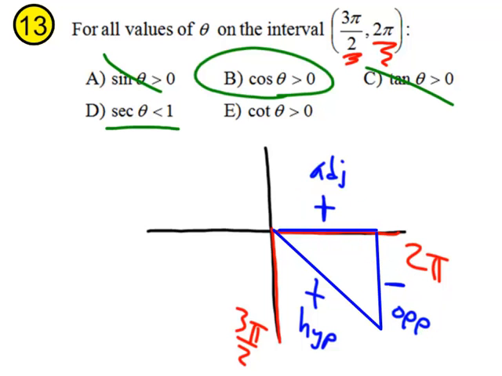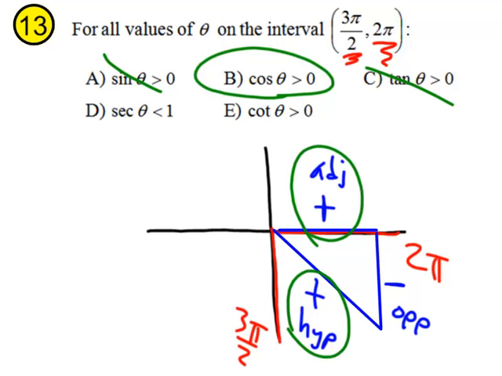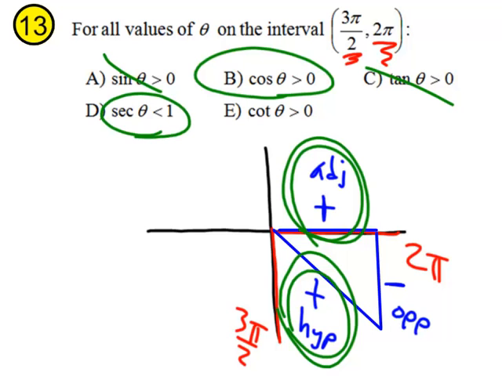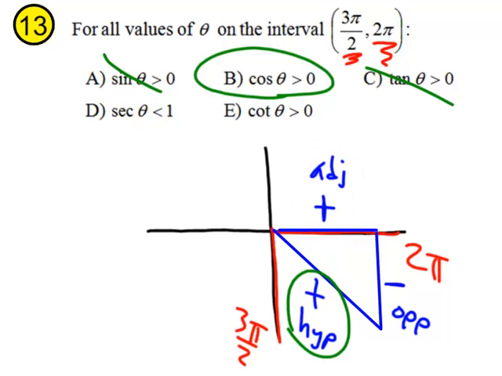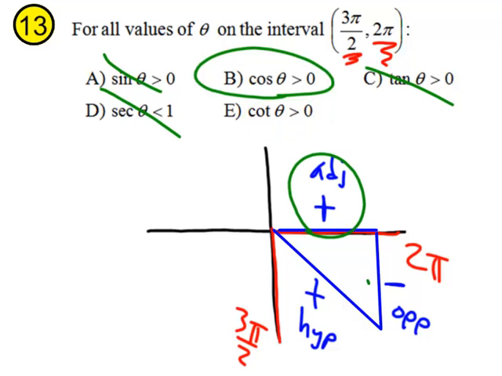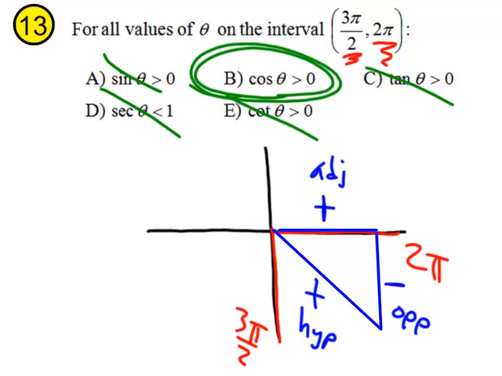Secant is less than 1. We see that secant would be hypotenuse over adjacent. The hypotenuse is always larger than the adjacent, so secant will always be a bigger number over a smaller number, except in the case that they're equal. But we will never have secant being less than 1. That's impossible. So that's not true. And cotangent greater than 0, is that true? Cotangent is adjacent over opposite, that would be negative. So no, this is not true. We can say for sure that B is our answer there.